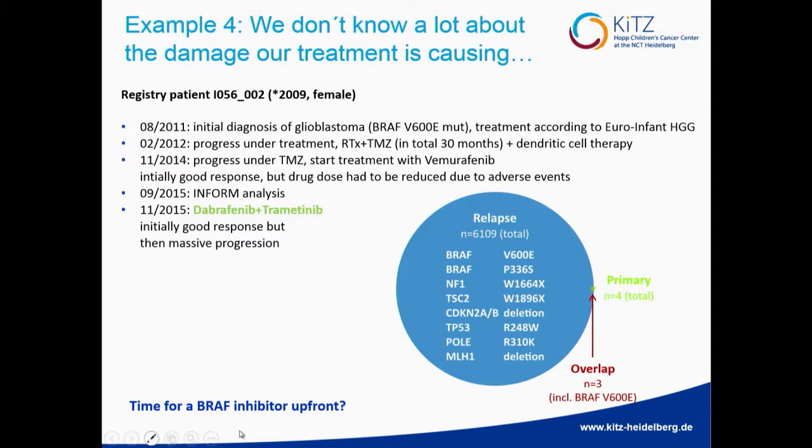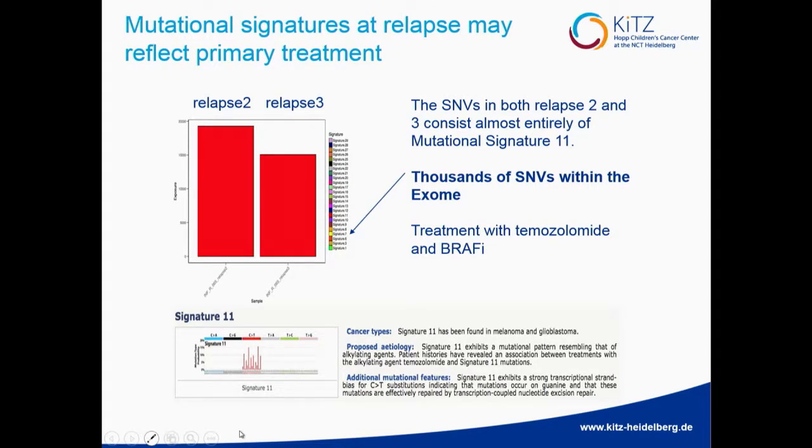So this is raising the question for me whether this patient would not be better off by being treated with a BRAF inhibitor or combination of BRAF and MEK inhibitor upfront rather than first mutating the whole tumor genome and then being surprised that the targeted therapy doesn't work. And to kind of prove that, we also looked into mutational signatures here, and the red signature is the relapse 2, and relapse 3 basically is signature 11, which is thought to be caused by alkylating chemotherapy. So you can now even prove retrospectively that all the other mutations were actually caused by the treatment that we have given to these patients.